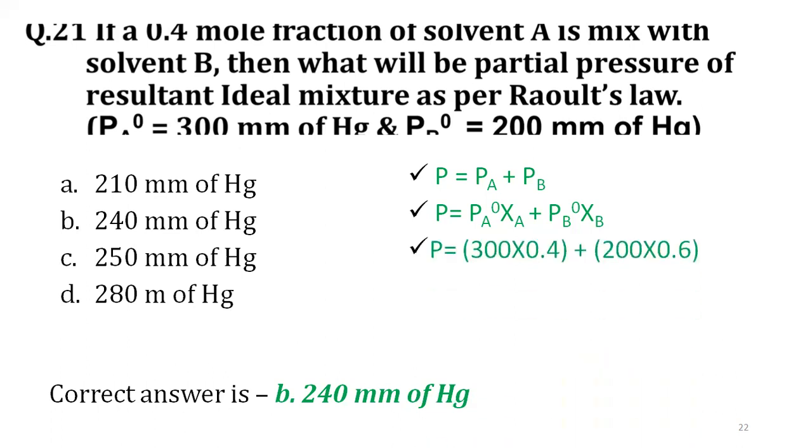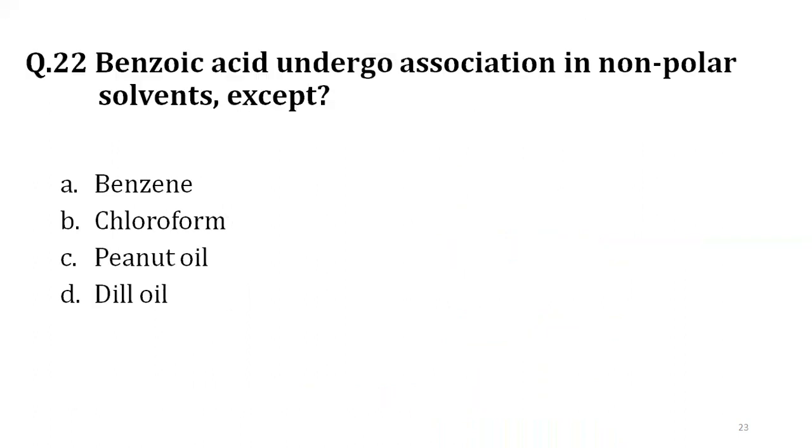From the given information, PA0 is 300 mm of Hg and the mole fraction is given, 0.4. Plus, in brackets, PB0 is given as 200 mm of Hg multiplied by 0.6. Now how does the 0.6 come? The sum of mole fractions always equals unity. So if you know the value of one component, we can calculate the other by subtracting it from 1. So 1 minus 0.4 is 0.6. This is the mole fraction value for XB. Now simple calculation. 300 multiplied by 0.4 is 120, and 200 multiplied by 0.6 is 120. So addition of these two gives you 240 mm of Hg.